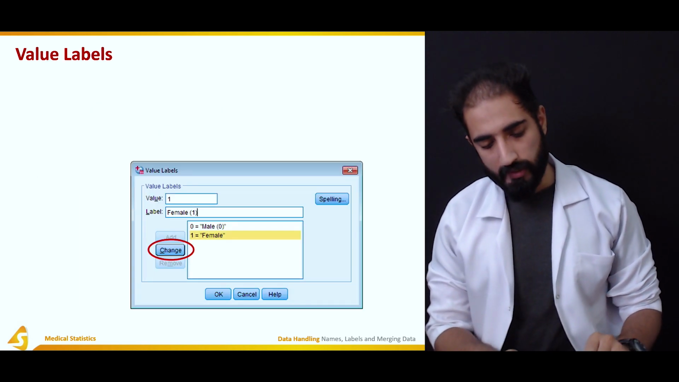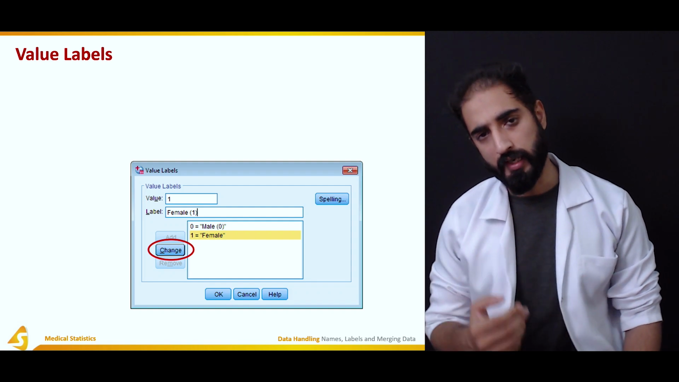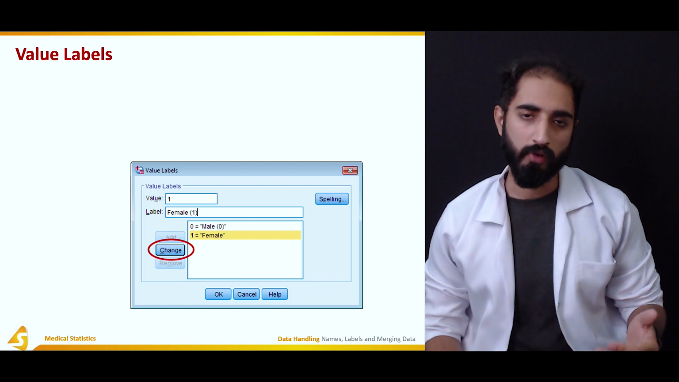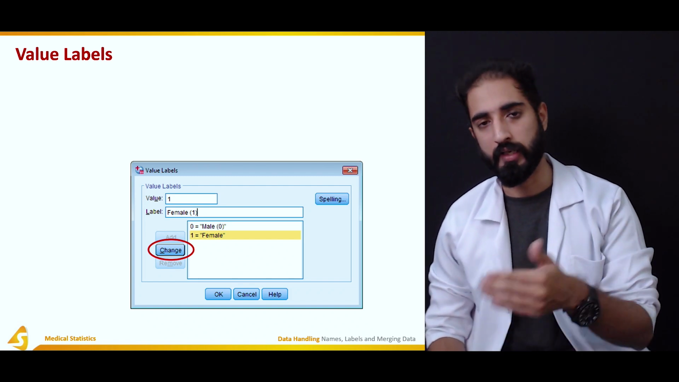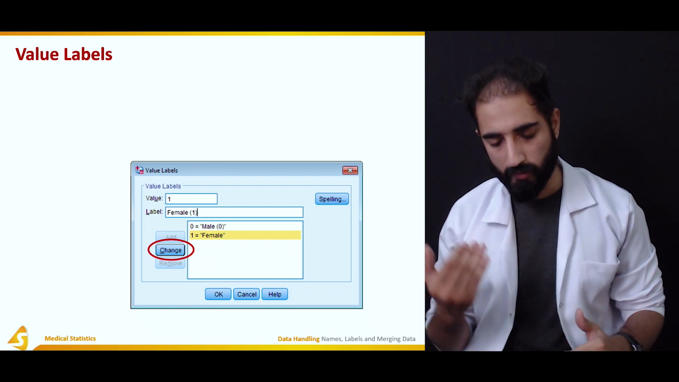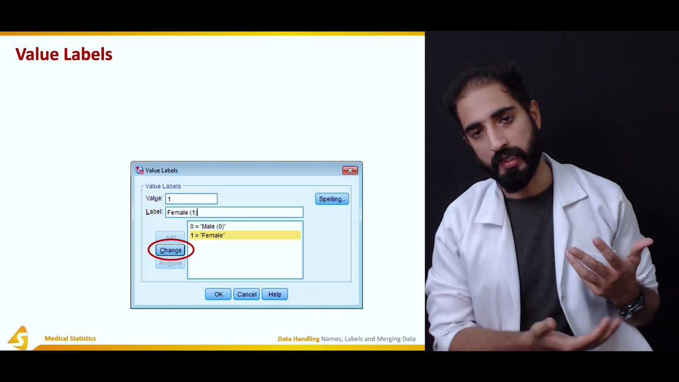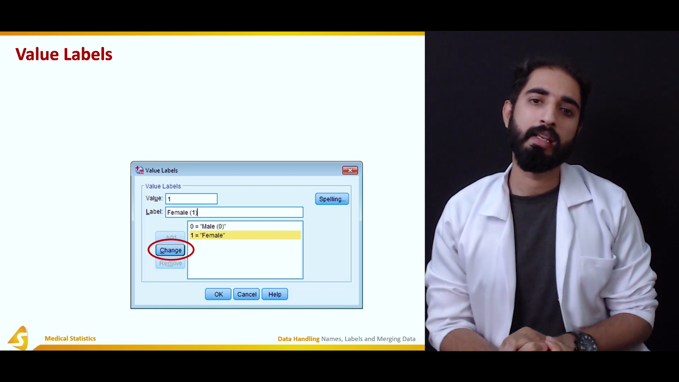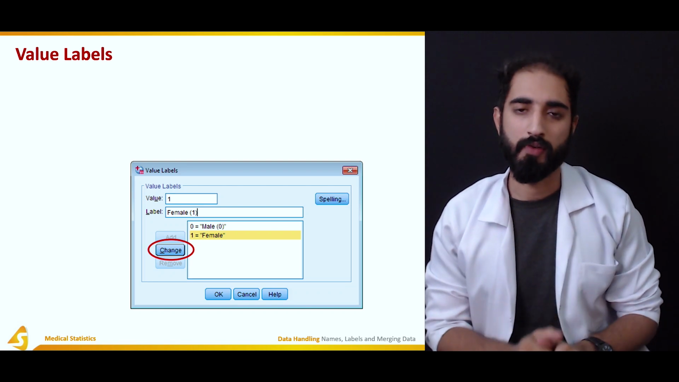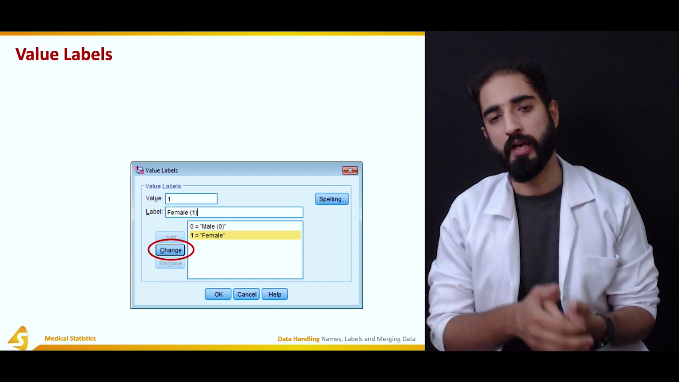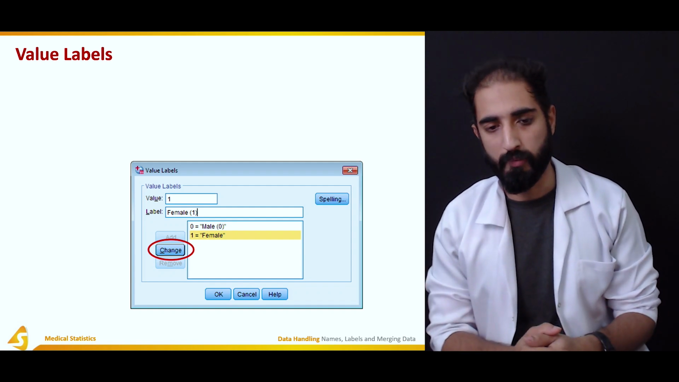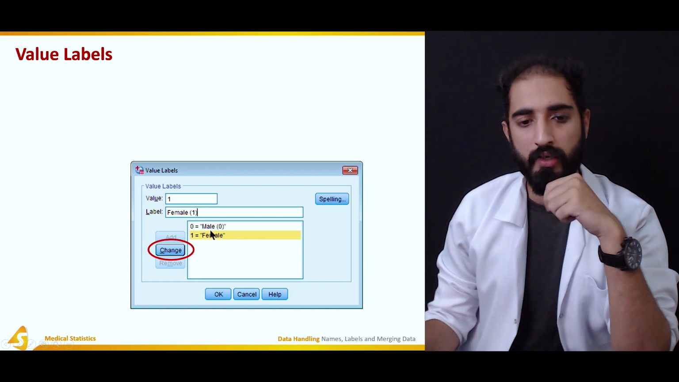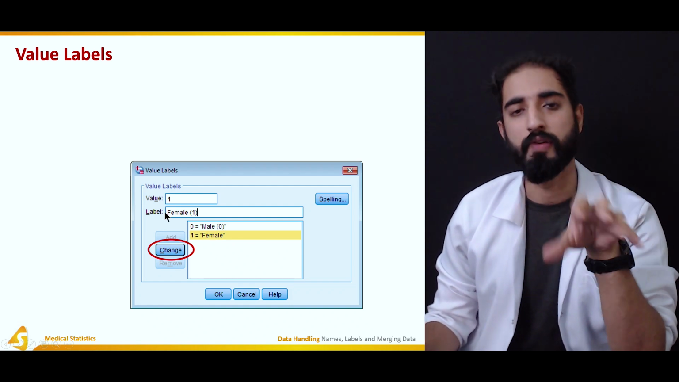Now, value labels. As we already discussed in data entry, we convert qualitative variables into quantitative variables, and whenever we are talking about categorical variables, as I gave the example of gender previously, we can give them certain values like 1 for male and 2 for female, or 0 for male and 1 for female, as already mentioned here.